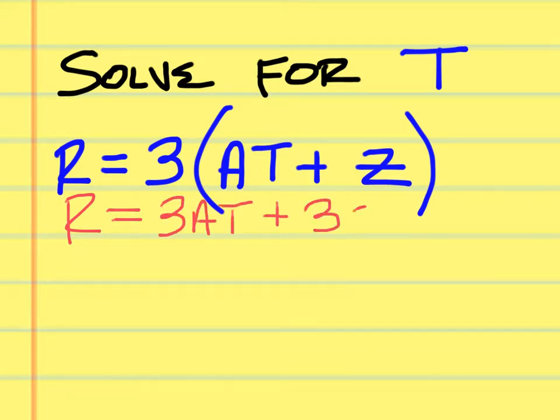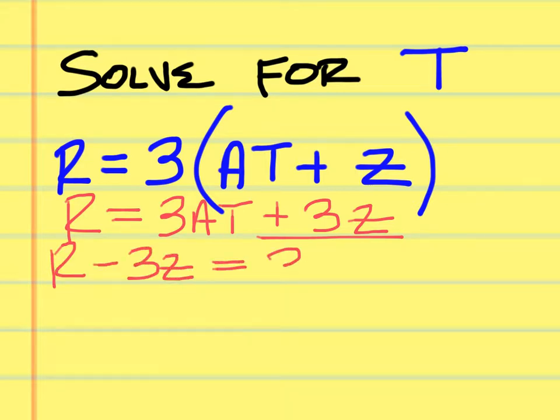3at plus 3z. So now the t is out in the open somewhat. We want to get the t by itself. The first thing we have to do is get rid of this 3z. Move it to the left and change the sign. Now that t isn't by itself yet, but we're getting close.